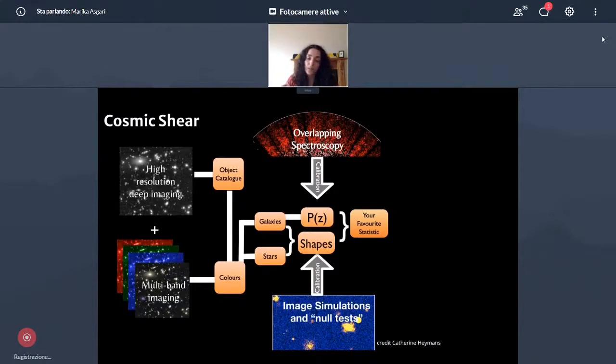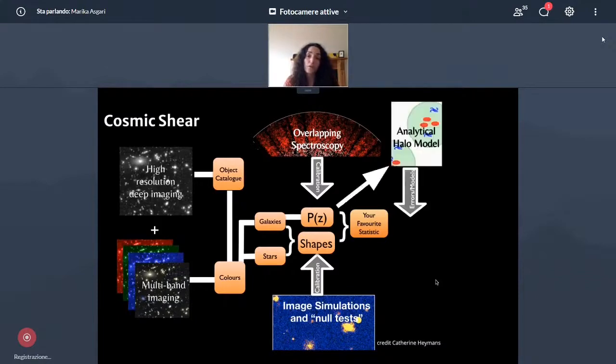And then we measure the signal that is a two-point statistic. And you can use different two-point statistics. The one that is usually used is called shear two-point correlation function. So it correlates the shapes of galaxies. So now we have our measurement. We need to be able to predict the theoretical value of the signal.